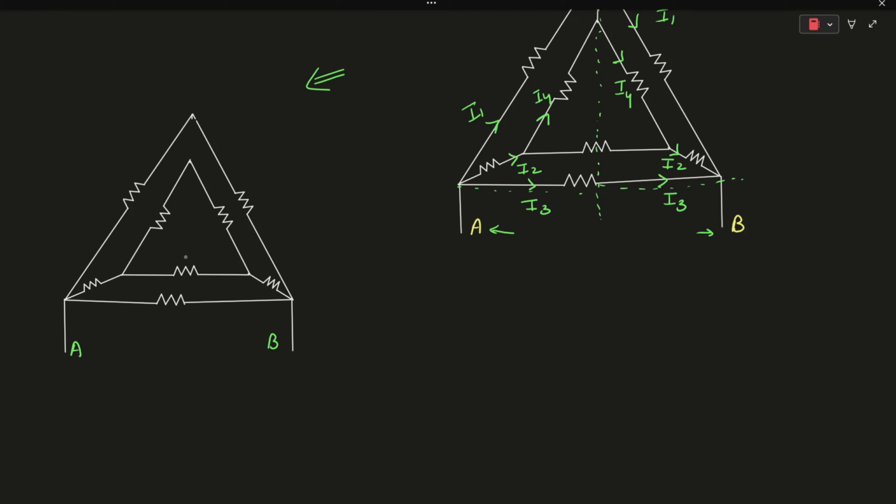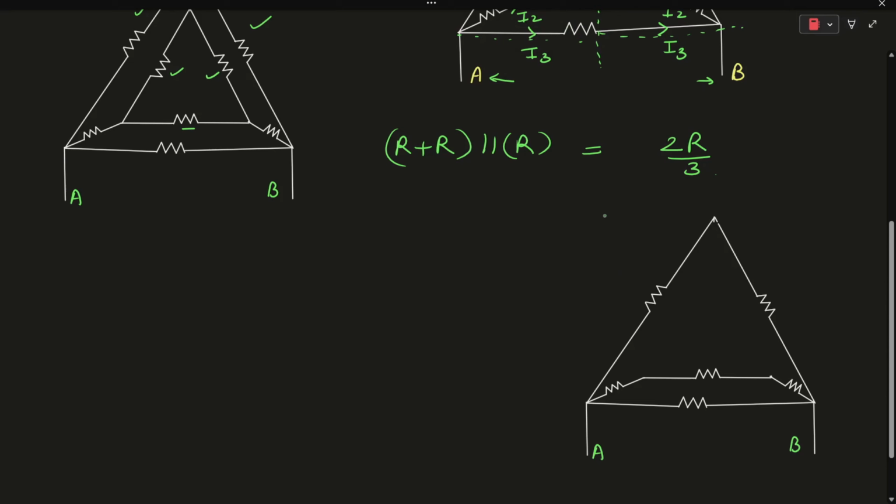As you can see, these two resistors are connected in series and their combination is connected in parallel with this particular resistor. Similarly, these two resistors are also connected in series. On further simplifying this circuit, it will be R plus R in parallel with R, so that will be equal to 2R by 3. So this will be R, this will be R, this will be 2R by 3, then R and R.